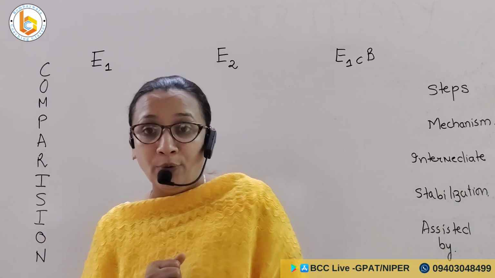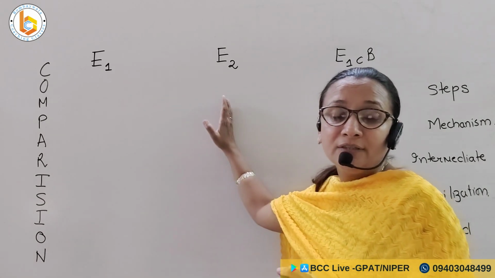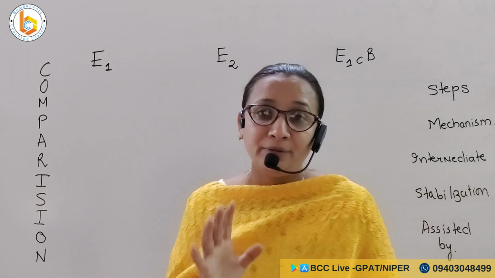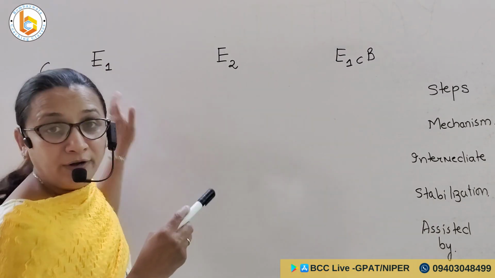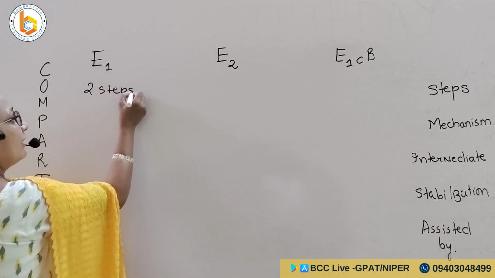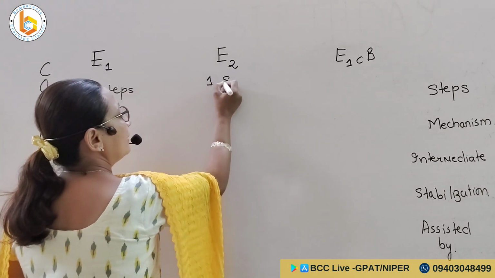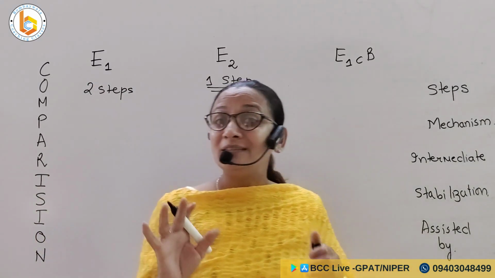Now let us quickly understand what we already know about elimination first order and elimination second order. Remember, we have said that first order is of two steps, whereas the second order occurs in one single step. That is about the steps.